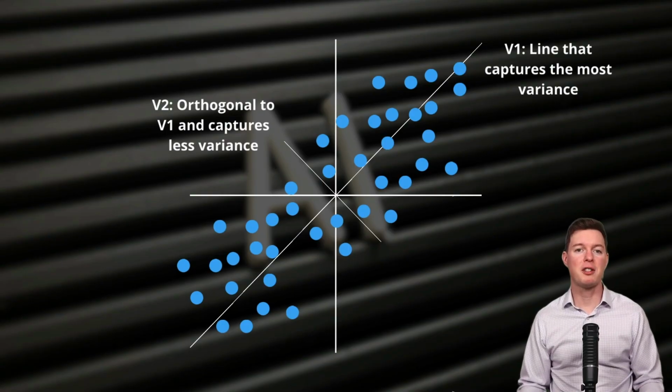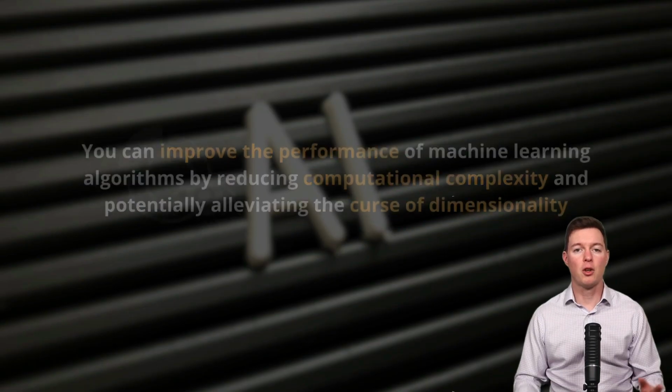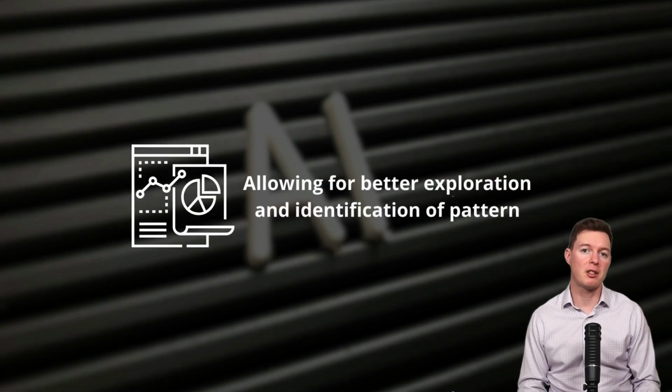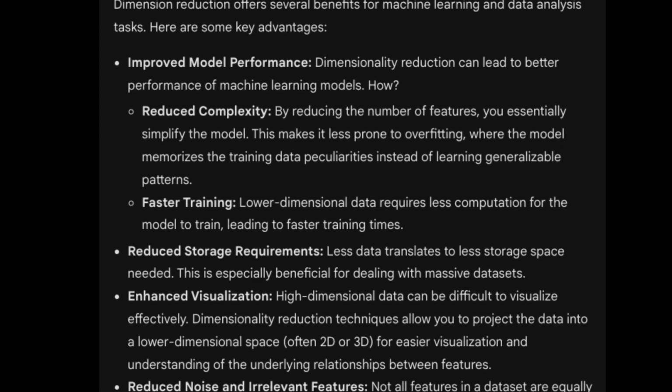By reducing dimensionality, you can improve the performance of the machine learning algorithms because you are reducing the amount of data that you're training it on, so it's got less data to actually compute. It also helps with visualizations, making data easier to visualize using techniques like scatter plots or heat maps, allowing for better exploration and identification of patterns. Of course, the less data features that you've got, the less cluttered your visualizations are going to be. There are other advantages to dimension reduction.